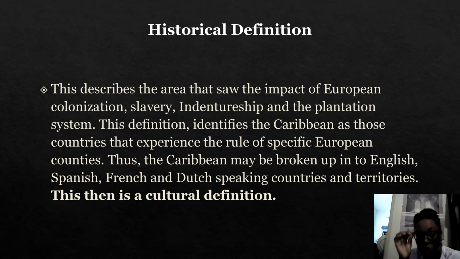All right, so this is the cultural definition, and the historical definition therefore means that it is the experience, right, that has been created from the impacts of European colonization, slavery, indentureship, and the plantation system. All right, so the historical definition looks at our past and how our past has created our present culture. So that's the historical definition of the term Caribbean.